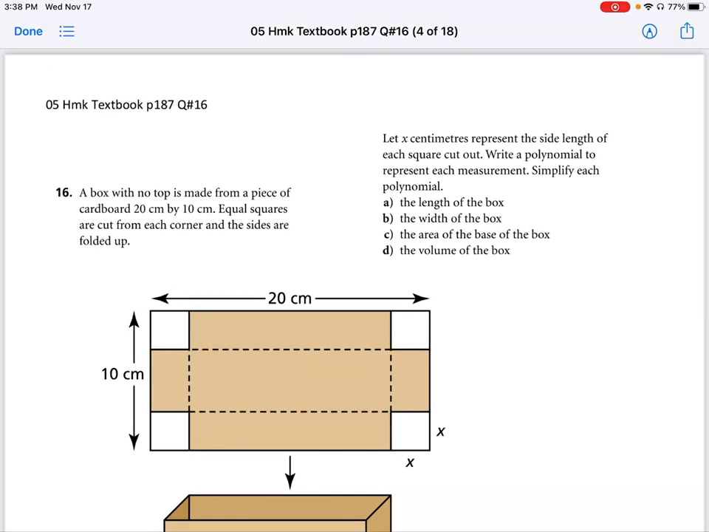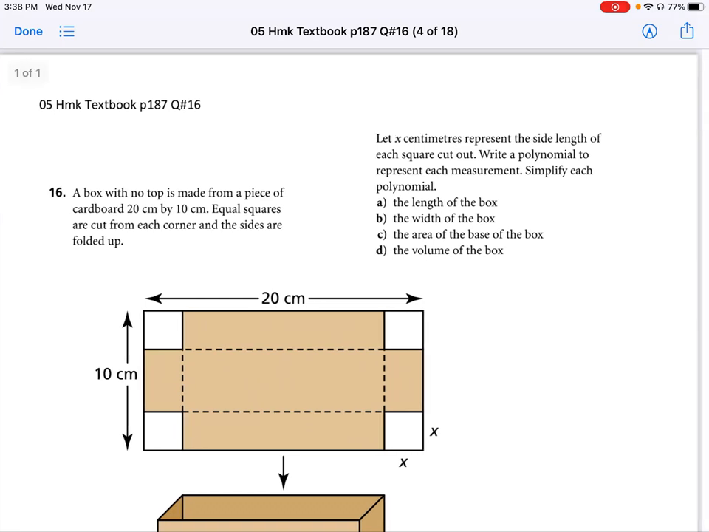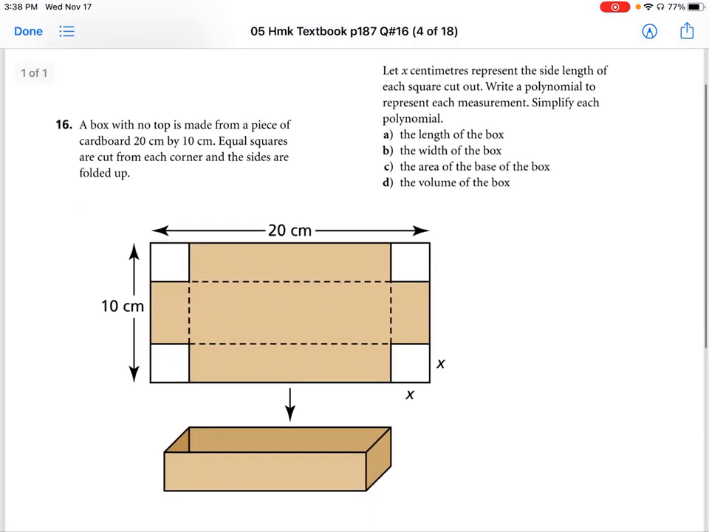In the textbook question on page 187, number 16, it gives us a box made from a piece of paper where we cut out the corners and fold up the sides. So we can see that it looks like that. The piece of paper that we're going to make this from is 20 centimeters wide, 10 centimeters in length, and the equal squares are cut and then folded up to form our box.